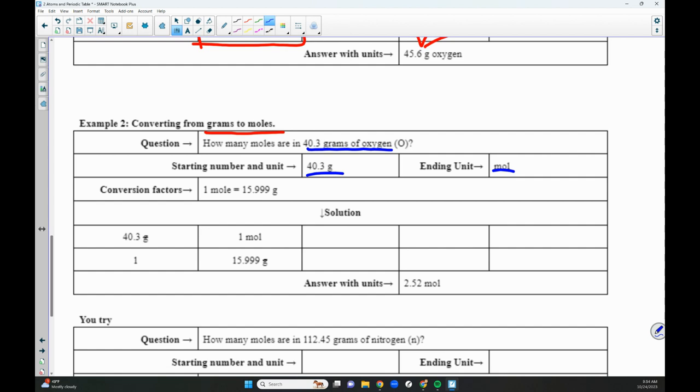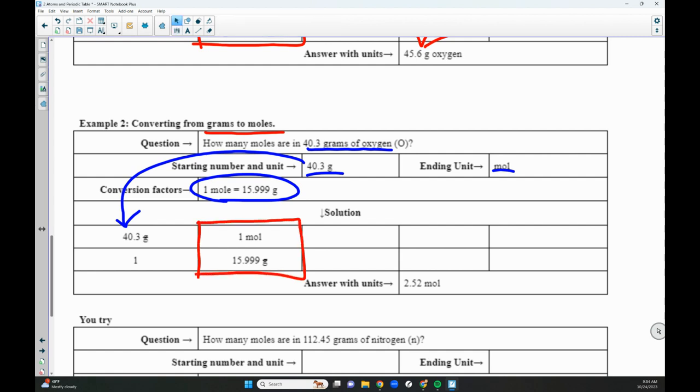I'm going to use the same conversion factor as the last one because we're still talking about oxygen. So 1 mole equals 15.999 grams. I'm going to put my starting number in the same place I always put it, 40.3. And I'm going to multiply by my conversion factor, but in this one, I am trying to get rid of grams, so I put grams on the bottom. So we flipped the conversion factor over compared to the last example that we did. That allows me to cancel out grams, and I take 40.3 and I divide it by 15.999.